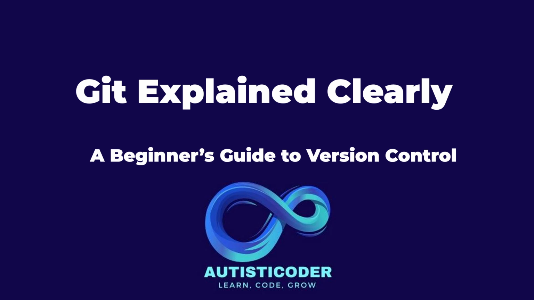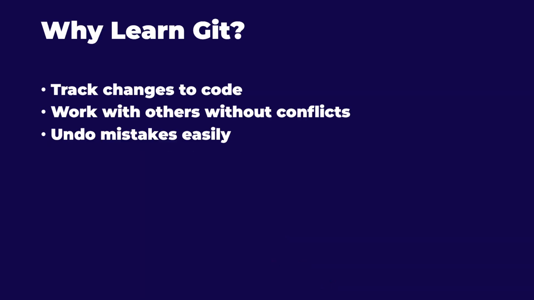I'll be introducing you to Git, which is one of my most used programming tools. Let's get started. A version control system such as Git lets you track changes to your code over time, collaborate without chaos, and undo mistakes easily. Git is the most popular version control system out there.